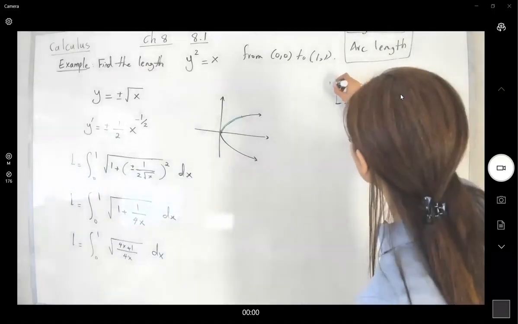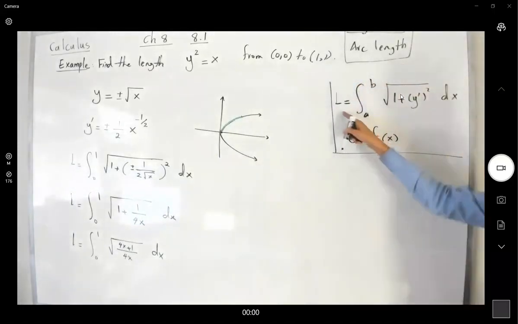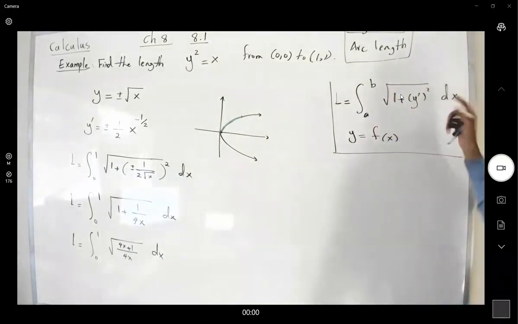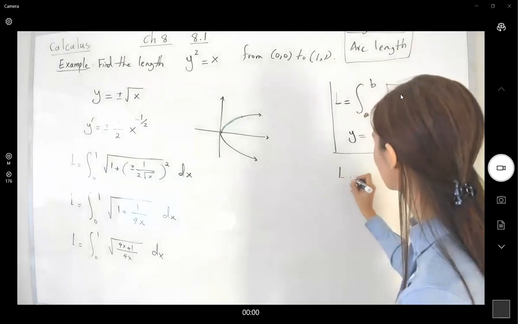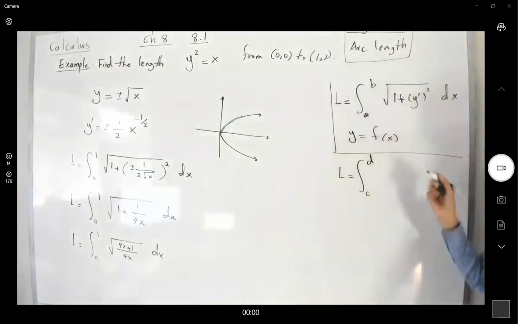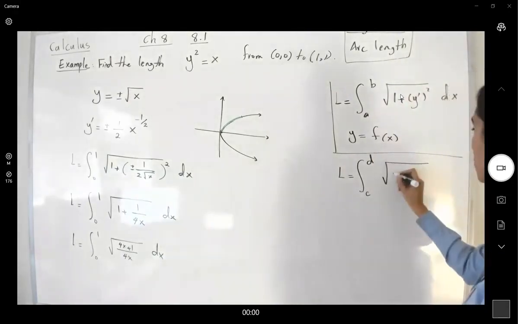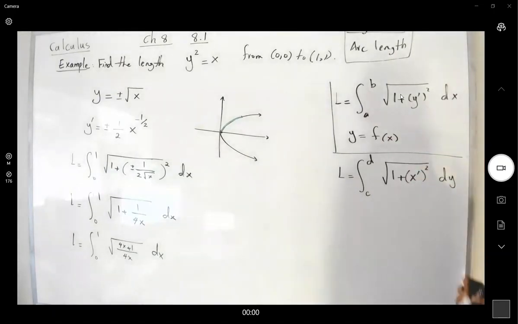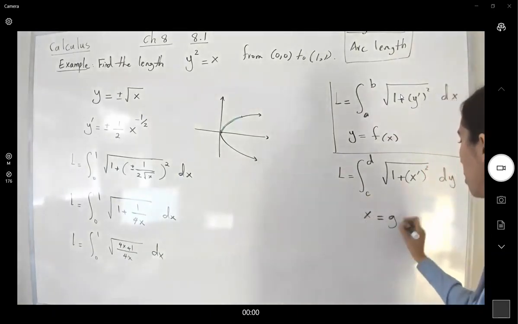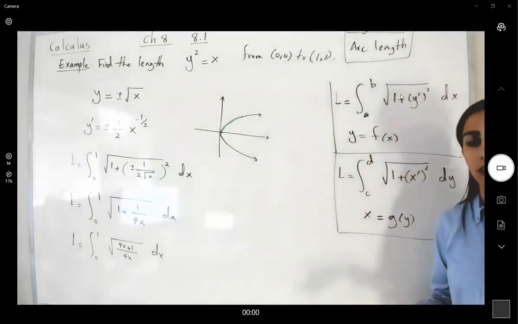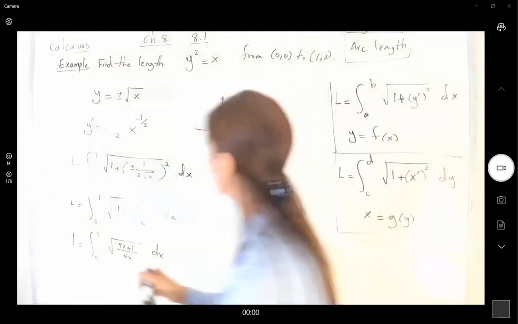So recall that if y is equal to f of x, we use L equals the definite integral from a to b of the square root of 1 plus y prime raised to the second power dx. What if I want to use the arc length with respect to variable y? Why not? Here you get the square root of 1 plus x prime squared dy, and x is a function of y. Let's try this guy. Maybe it helps us to calculate this integral in an easier way.